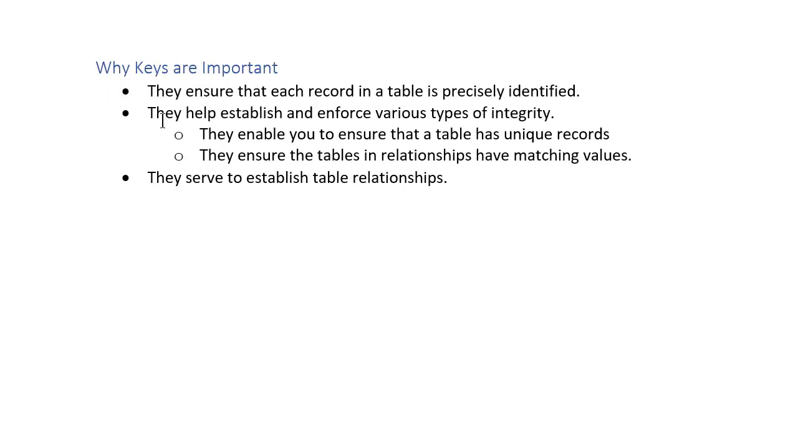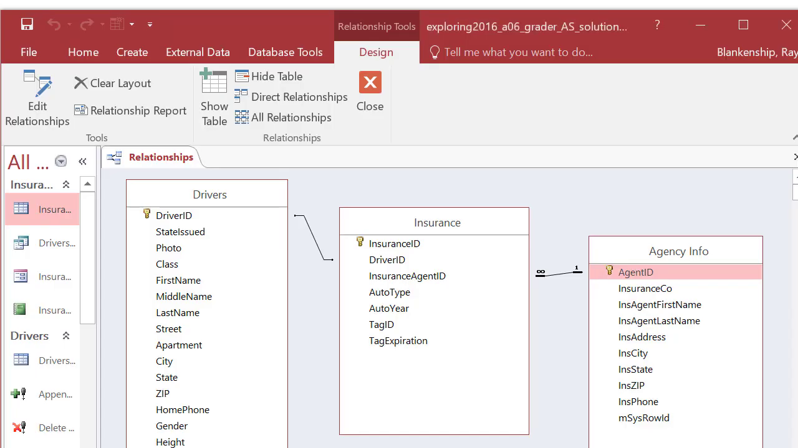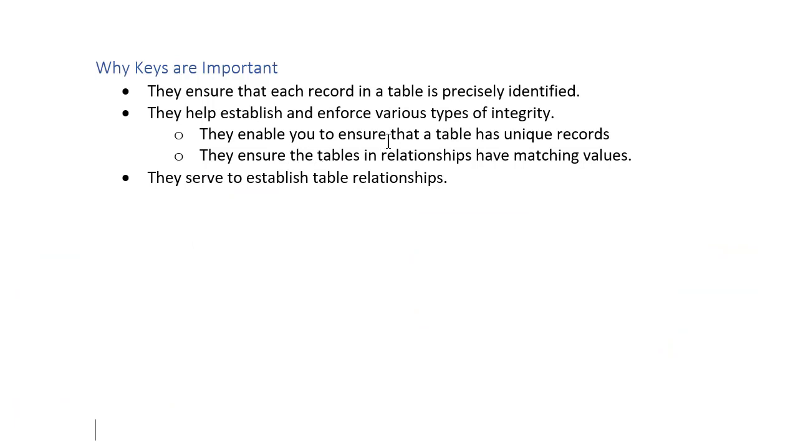So keys are important because they help establish the identity of each record. And remember, a record is a row. If we look at the relationships in an Access database, we can see what the primary keys are for these different tables. What you need to understand is that this driver ID uniquely identifies each record in that particular table.